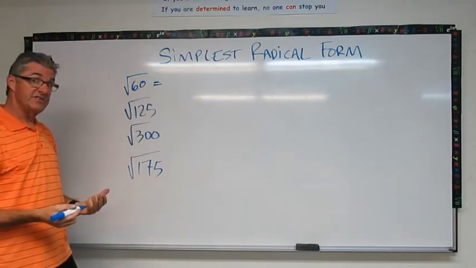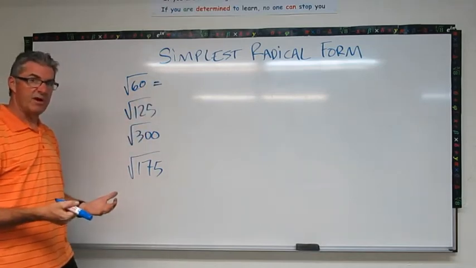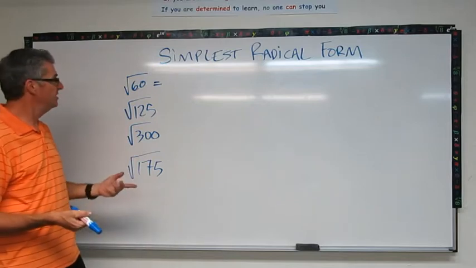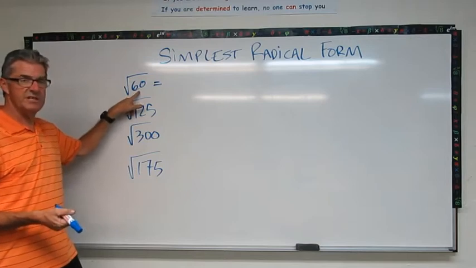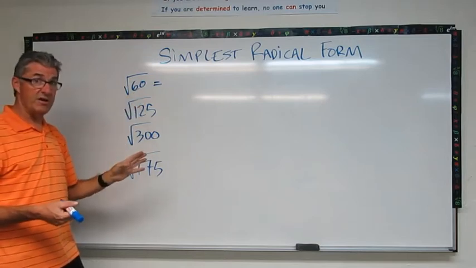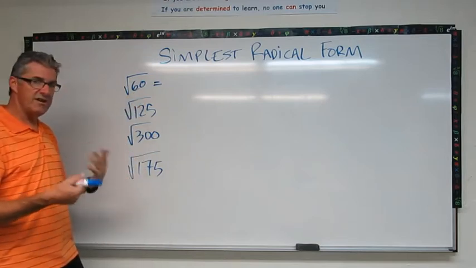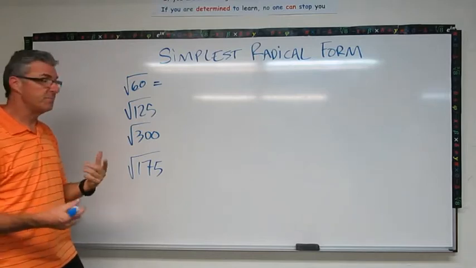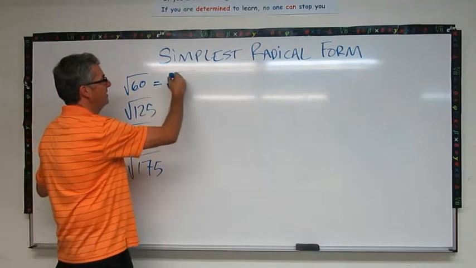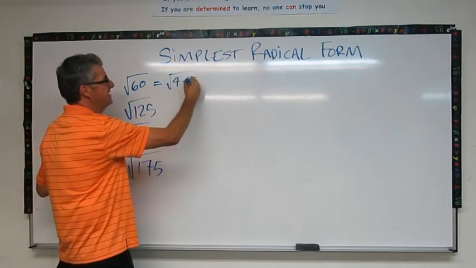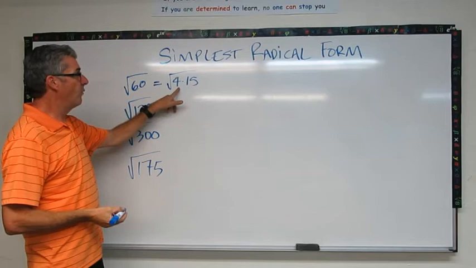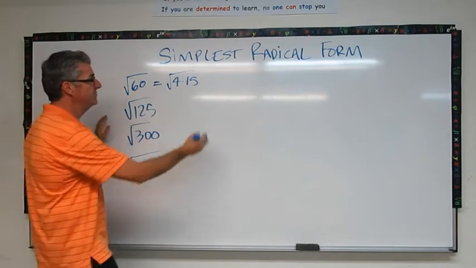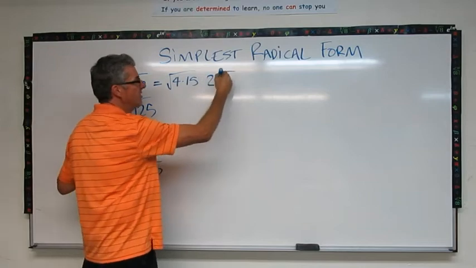How could I factor 60 to show some perfect squares? Well, it's an even number. I could divide by 2 and see what that would look like. 2 times 30 is 60, but neither 2 nor 30 are perfect squares. So let's try another one. Maybe 4. 4 times 15. Hey, 4 is a perfect square. 4 times 15, that works. 4 comes out as its square root and goes in front. So that becomes 2 root 15.